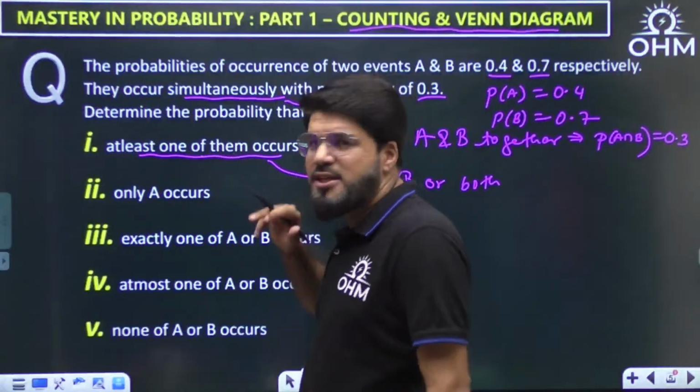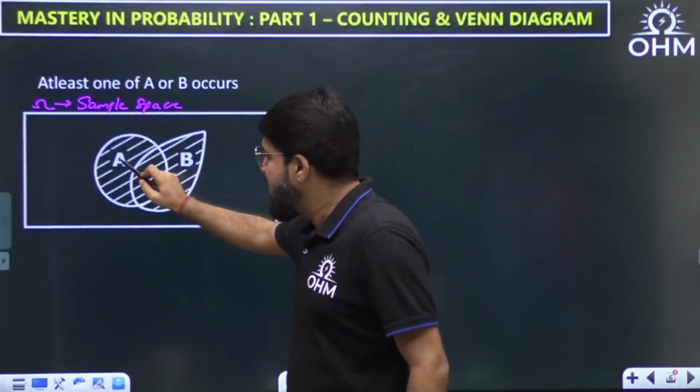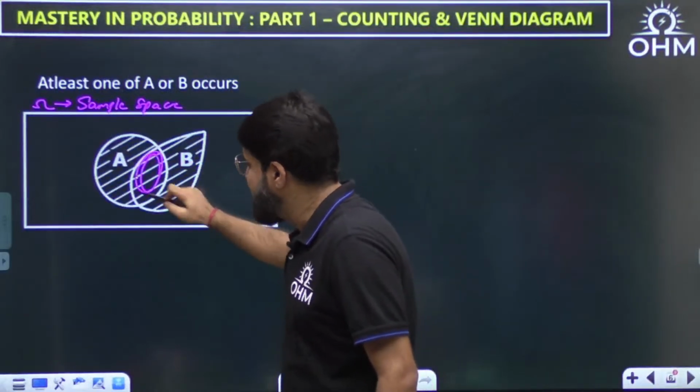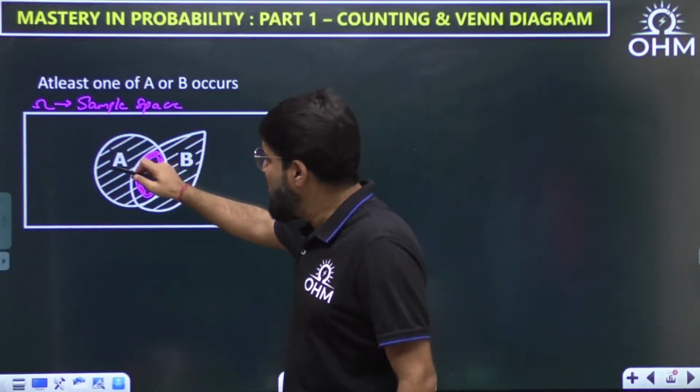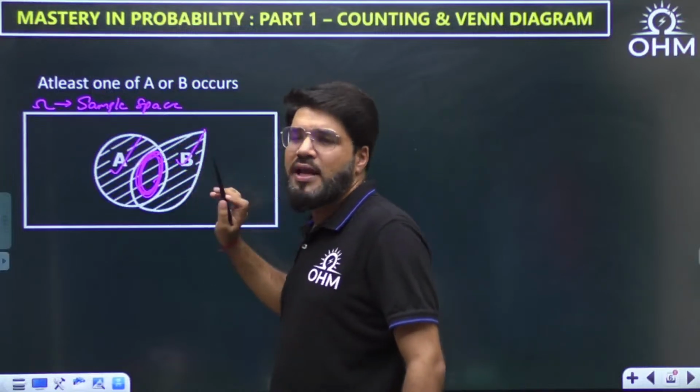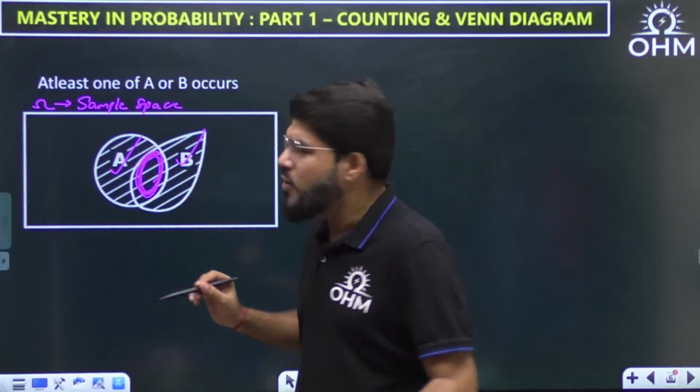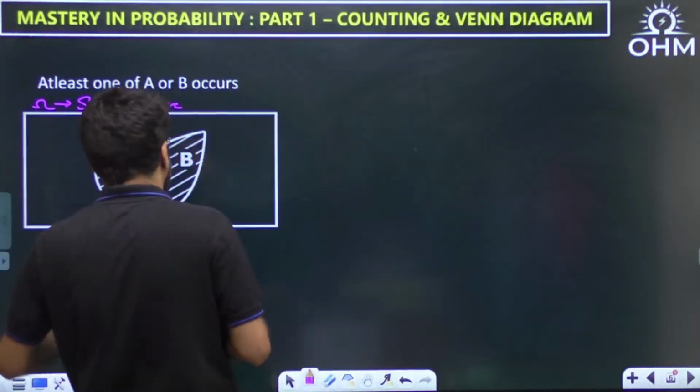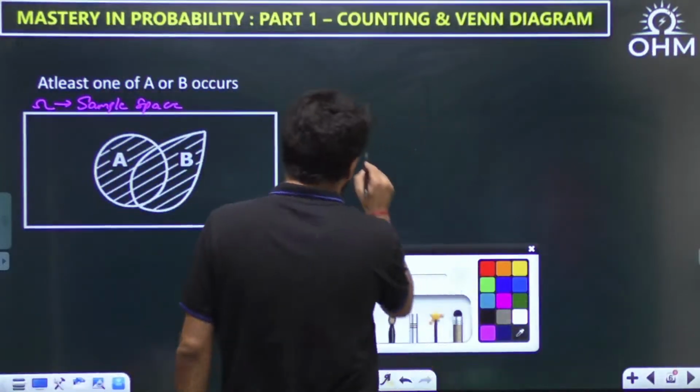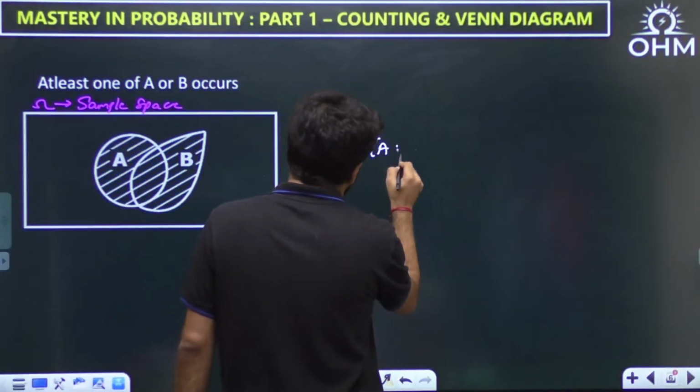Now I want at least one of them. So either A can happen or B can happen or both. Even this can happen. So maybe only A or only B or both can happen. This is what it is, at least A or B. Now from this particular Venn diagram, what can I read as the formula? So dear, what should be the formula for A union B?